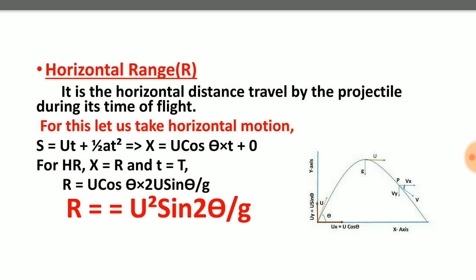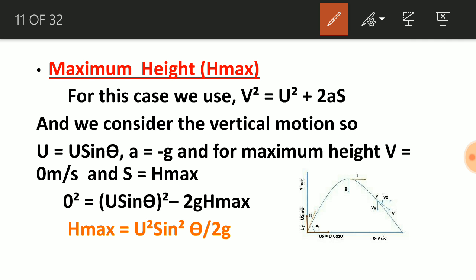Now let us move to maximum height. The maximum height is the height covered by the projectile from the x-axis, the maximum height covered by the projectile from the horizontal axis.